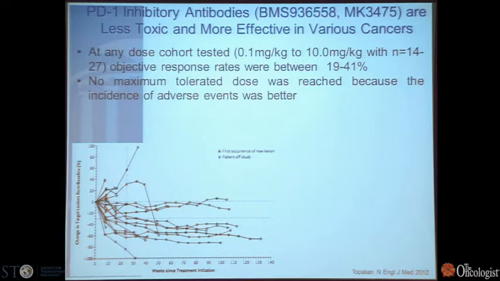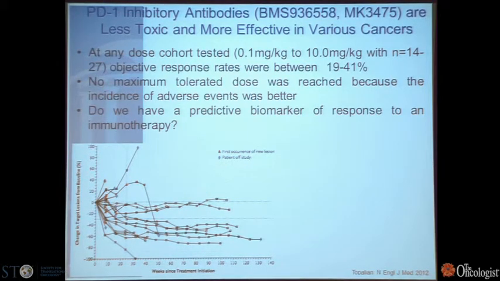However, antibodies against PD-1, developed either by BMS or by Merck, have shown that irrespective of the doses administered, the response rates have been striking in phase 1 trials, between 19 and 41 percent, depending on the cohort that was studied. And as I explained earlier, because PD-1 is overexpressed only at the tumor site where chronic inflammation occurs, the toxicity profile is very minimal.